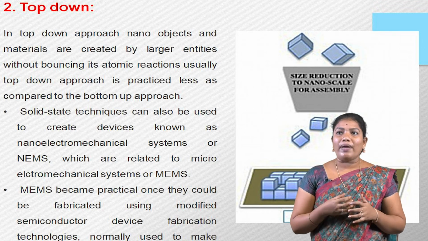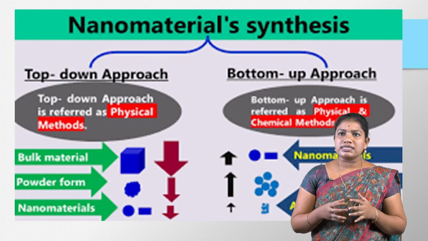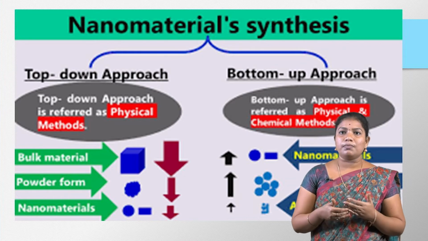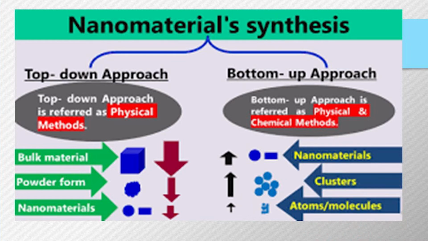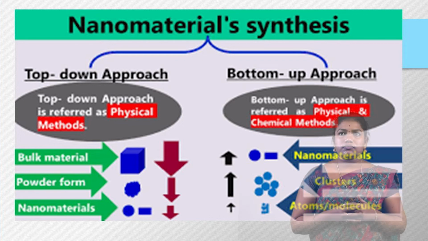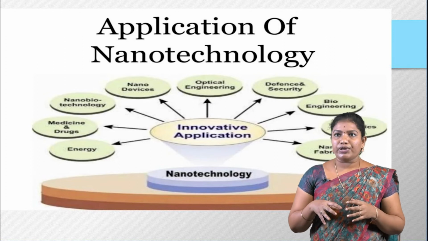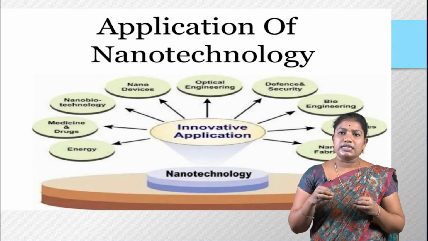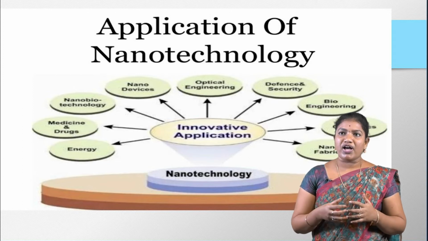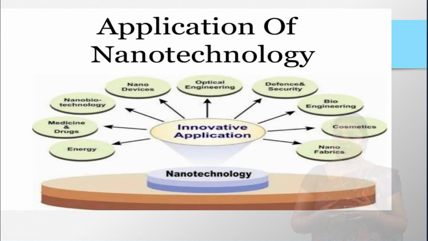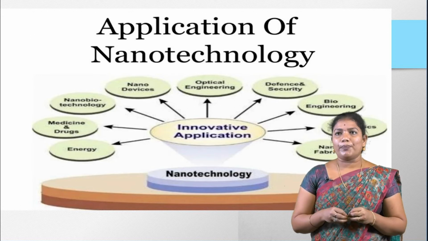The next is nanomaterial synthesis. The first, the top-down approaches. These approaches are referred to as physical methods, for converting bulk materials or powder form into nanomaterial. The second part, bottom-up approaches, refers to physical and chemical methods to construct nanomaterials from clusters of atoms or molecules. The next slide, applications of nanotechnology. The applications of nanotechnology include energy, medicine or drugs, nanobiotechnology, nanodevices, optical engineering, defense and security, bioengineering, cosmetics and nanofabrics. These are all innovative applications.